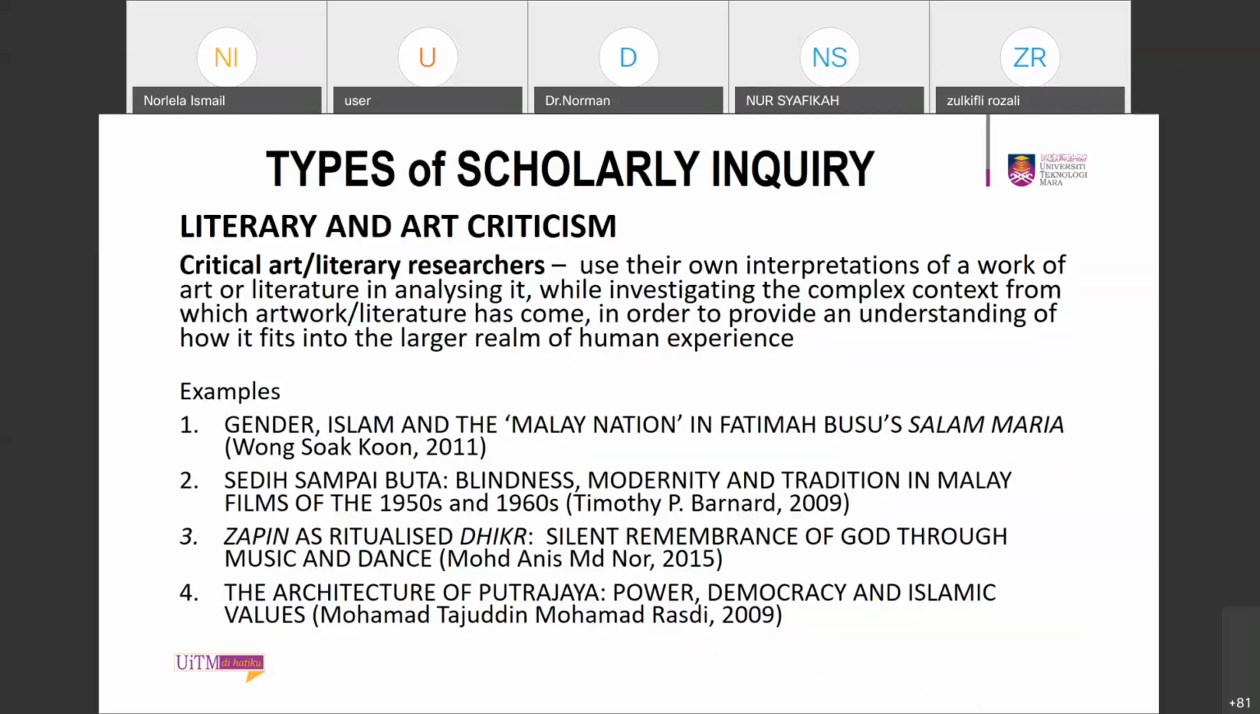For example, Gender, Islam, and the Malay Nation in Fatimah Busu's Salam Maria by Malaysian literary scholar Wong Soak Koon, where she investigates the representation of gender in relation to Islam, and also the notions of nation. So this is an example of literary criticism or literary studies. Also, Timothy Barnett focuses on Malay films of the 1950s and 60s, focusing on blindness, modernity, and tradition. And Mohd Anis Md Nor, our dance scholar, focuses on Zapin as ritualized dhikr, silent remembrance of God through music and dance. Yeah?